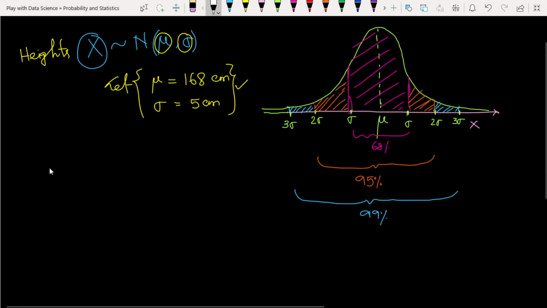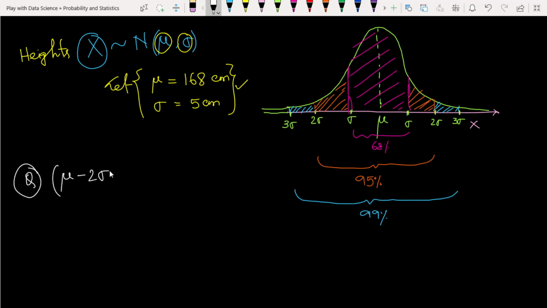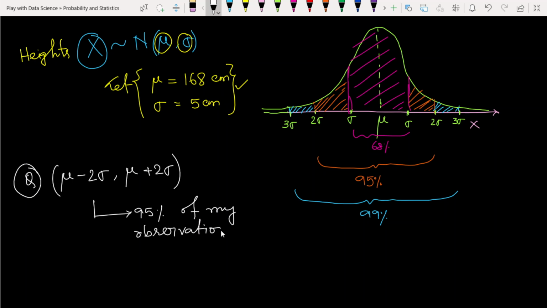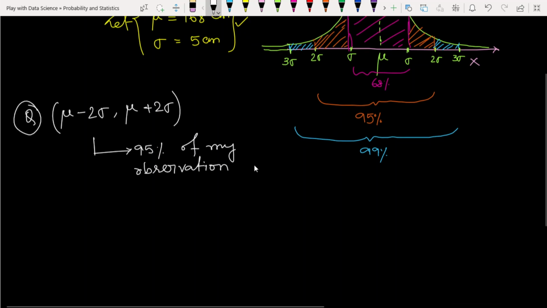Now the question is: in the range of mu minus 2 sigma to mu plus 2 sigma, we have 95% of the observations. We have seen this.